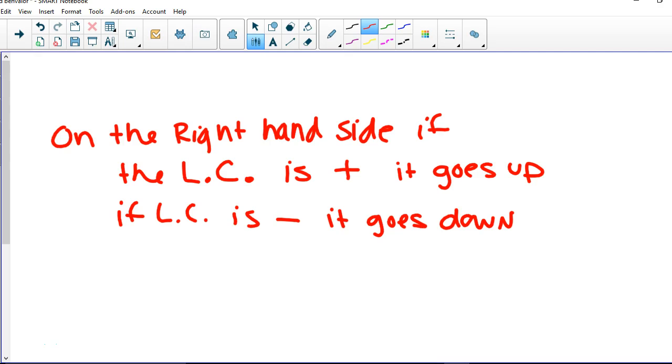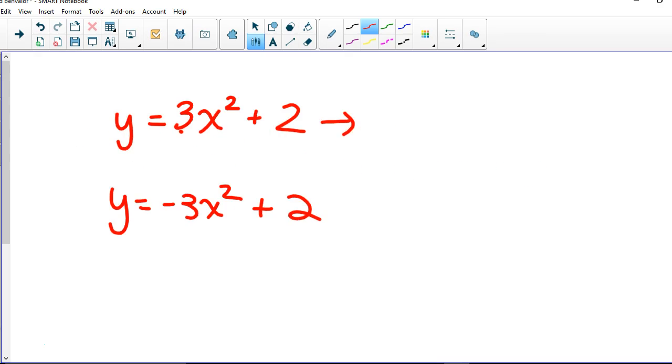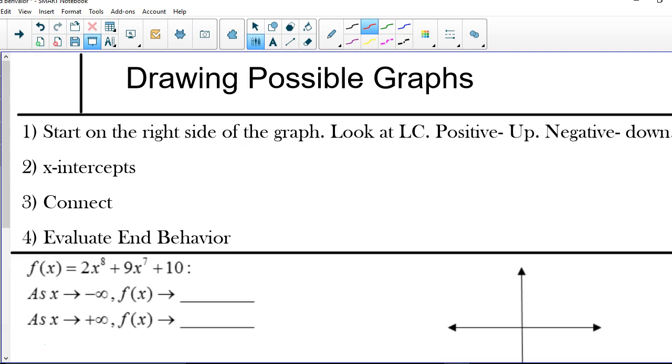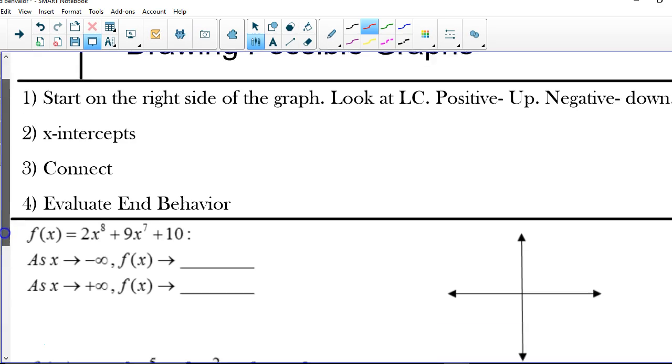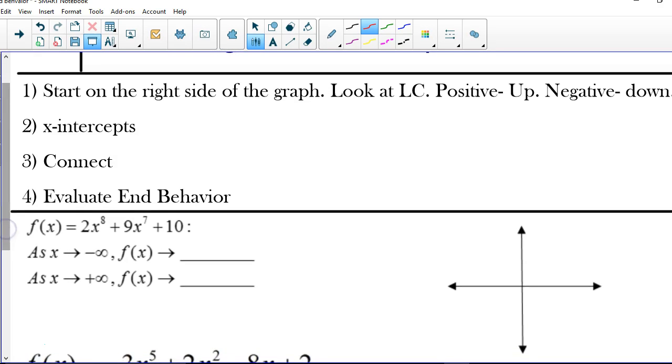Are we ready? Okay, and I have the steps already written out for you, which is nice. So here is our first one. We have 2x to the 8th power plus 9x to the 7th plus 10. What is the degree of the function? 8. Yeah, the degree of the function is 8. We learned that on Friday. Was anyone gone on Friday? Okay, so we'll have to get that in the notes.